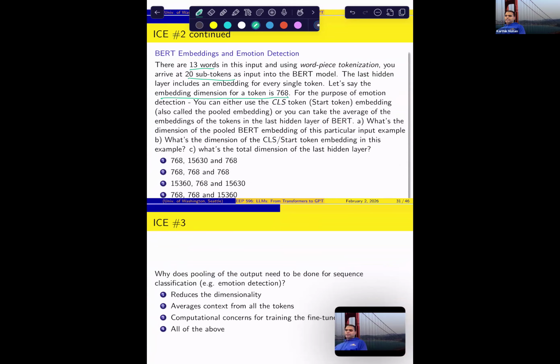So for the purpose of emotion detection, you can either use the CLS token embedding, or you can use the average, which is the mean pooling of the tokens in the last hidden layer, right? So the question is, what's the dimension of the pooled BERT embedding of this particular example? What's the dimension of the CLS token? And what's the total dimension of the last hidden layer? It's very simple. Maybe take 30 seconds.